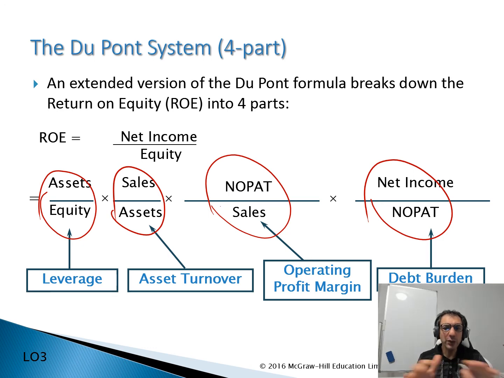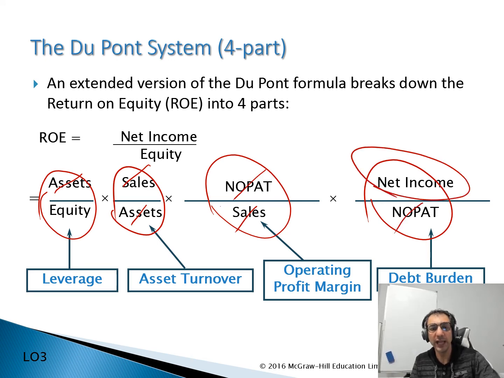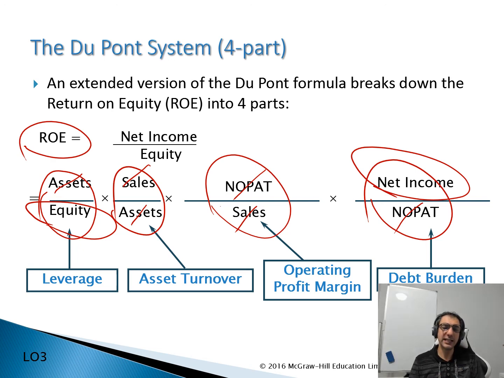Now, when you combine them, for sure you can see the assets are canceling out, sales are canceling out, NOPAT are canceling out, and at the end you will have net income and equity, which we learned that's ROE. So as an investor, specifically as a stock investor, you are more interested to look at the ROE, return on equity, to see how much net income is generated for me. So given the shareholders' equity, how much net income is generated? So you can look at all these four components, and based on that, you will see the impact on return on equity of the company.